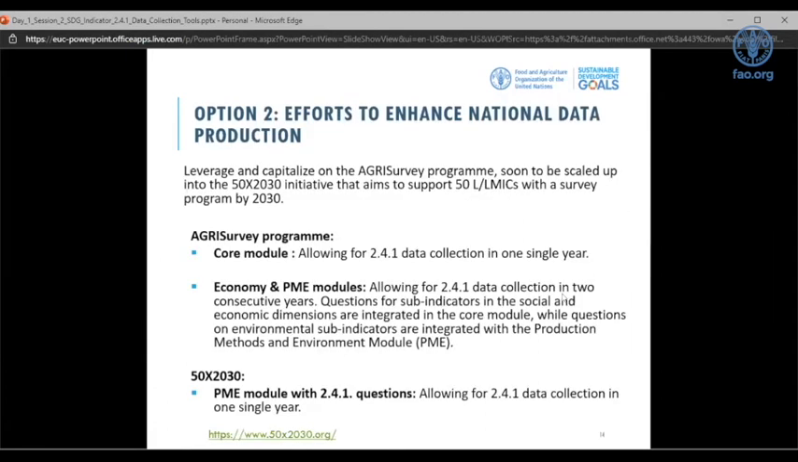Now, having covered the first part, that is the standalone survey questionnaire, the option two around the farm survey is to leverage and capitalize on the AgriS survey program, which is soon to be scaled up to the 50 by 2030 initiative that aims to support 50 low and lower middle income countries with a survey program by 2030. So in this respect, this is just a brief introduction that I will give you about these two initiatives. The AgriS survey program has different modules, of which we have the core, economy and PME modules as the key ones.